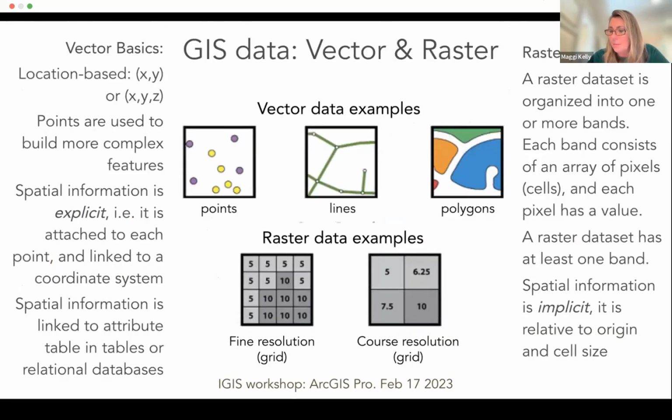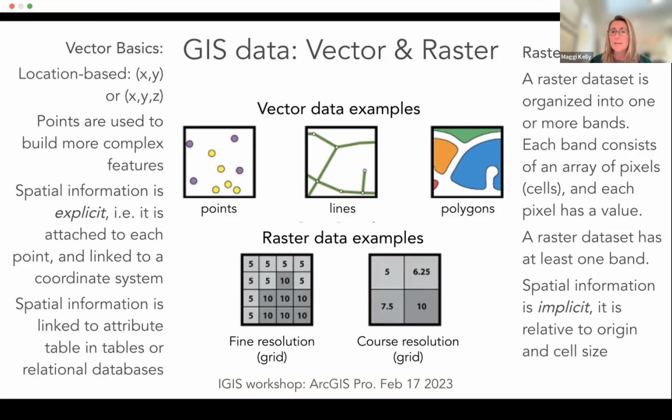And at the base, the basic thing we have to talk about with GIS is the data. In the GIS world, we typically talk about GIS data as vector and raster. Vector data are points, lines, and polygons. Raster data are grids. Your basic entity is a point. Points can be connected to create lines. Lines can be connected to create polygons. Every single point carries with it its spatial information. That's why we say spatial information is explicit. Every point carries its location.